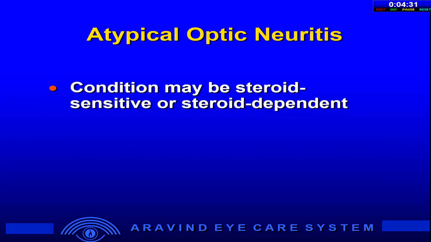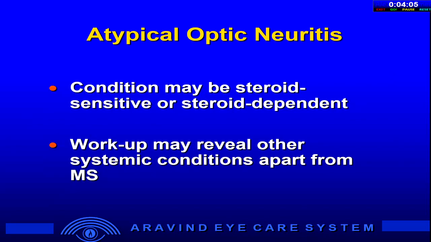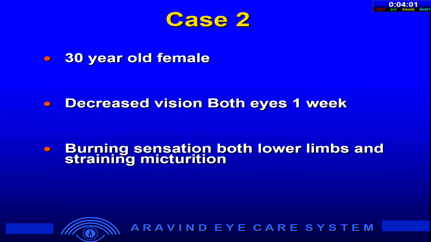This atypical condition may be steroid dependent or steroid sensitive. Steroid dependent means that once we withdraw the steroids, these patients can go down again. Steroid sensitive means that these patients can have a sudden visual recovery with just one or two doses of IV methylprednisolone, dramatically recovering, and we should be very suspicious that they may recur again. These are all highly suspicious for recurring optic neuritis, and in these conditions, workup may reveal other systemic conditions apart from multiple sclerosis.